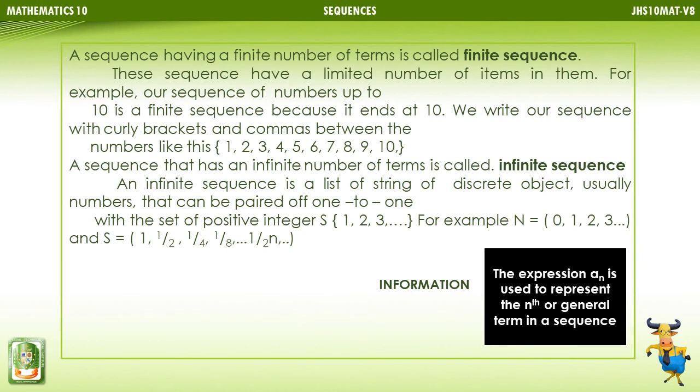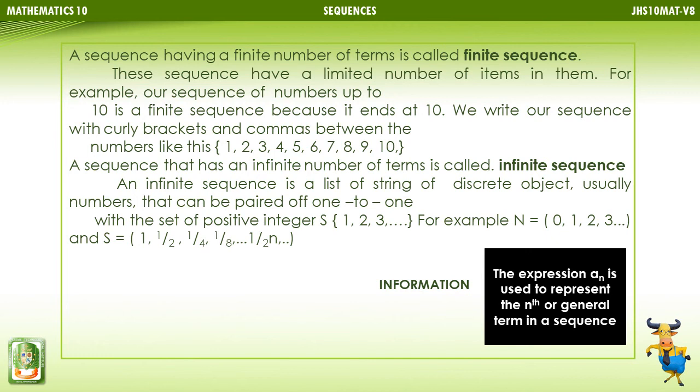A sequence having a finite number of terms is called a finite sequence. These sequences have a limited number of items in them. For example, our sequence of numbers up to 10 is a finite sequence because it ends at 10. We write our sequence with curly brackets and commas between the numbers like this: 1, 2, 3, 4, 5, 6, 7, 8, 9, 10.